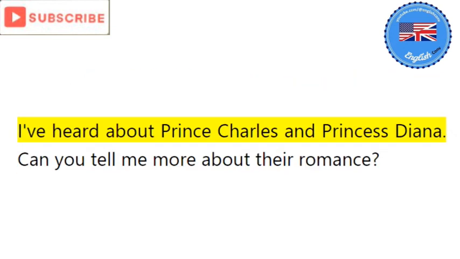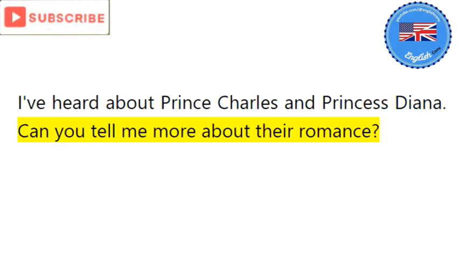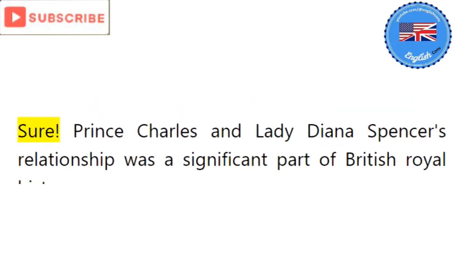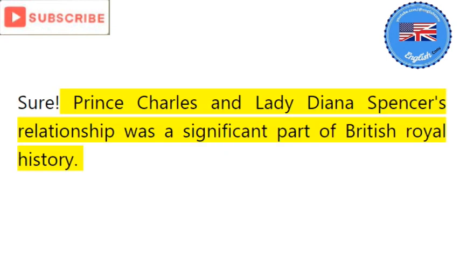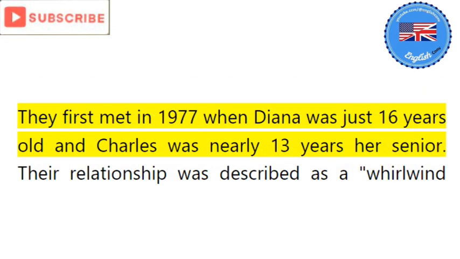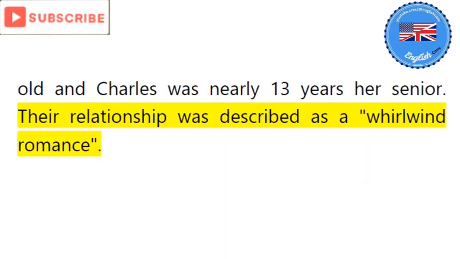I've heard about Prince Charles and Princess Diana. Can you tell me more about their romance? Sure. Prince Charles and Lady Diana Spencer's relationship was a significant part of British royal history. They first met in 1977, when Diana was just 16 years old and Charles was nearly 13 years her senior. Their relationship was described as a whirlwind romance.